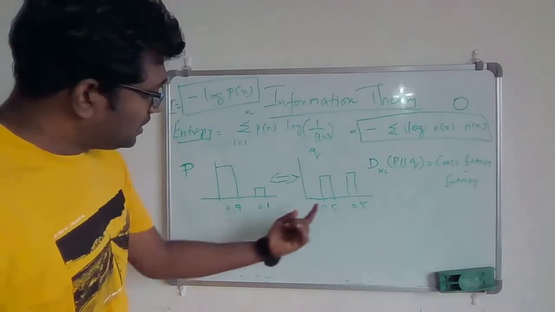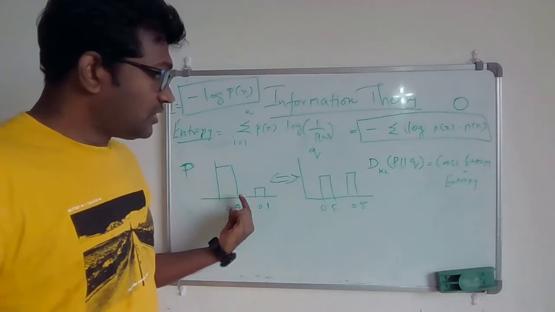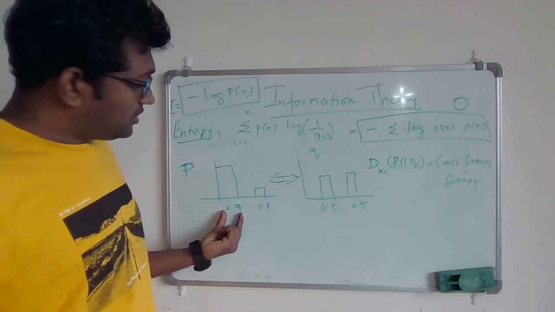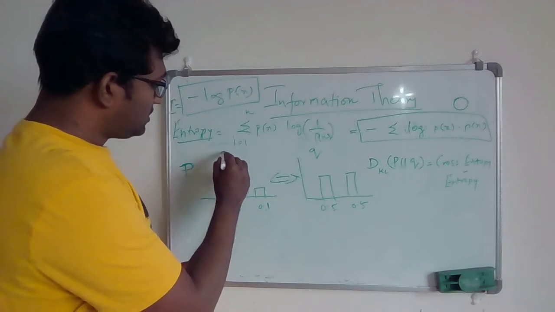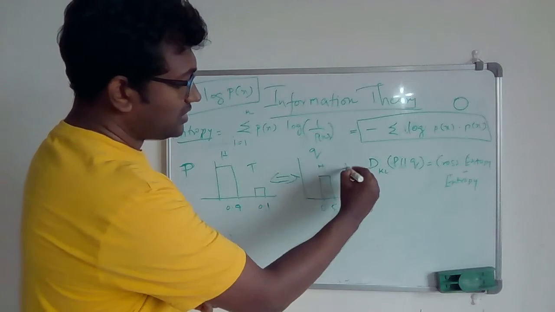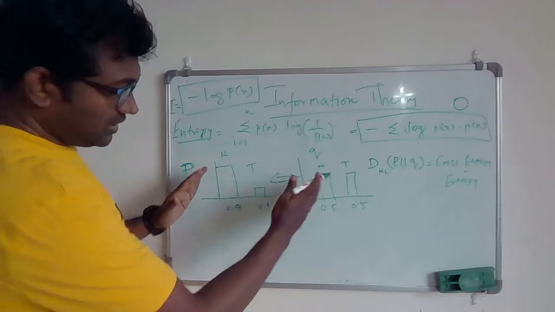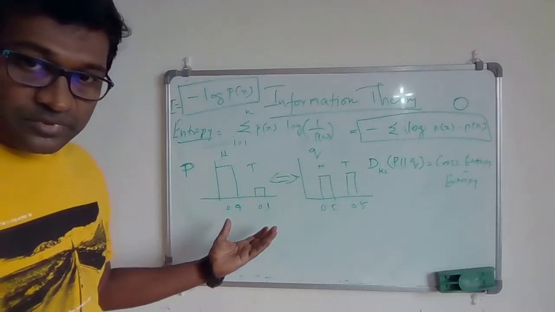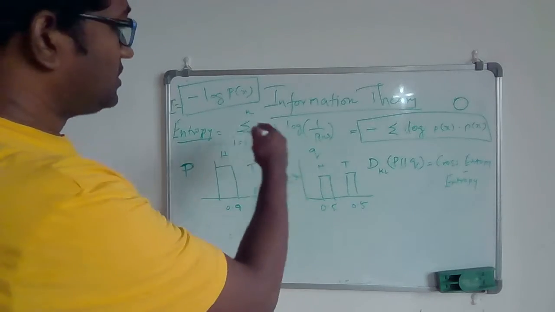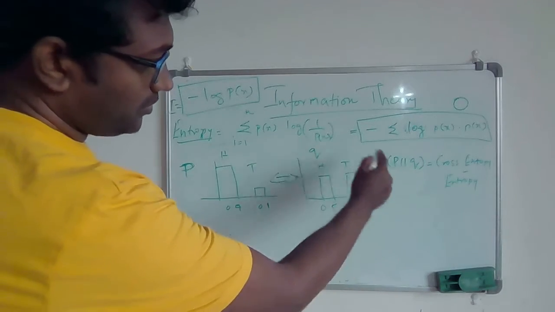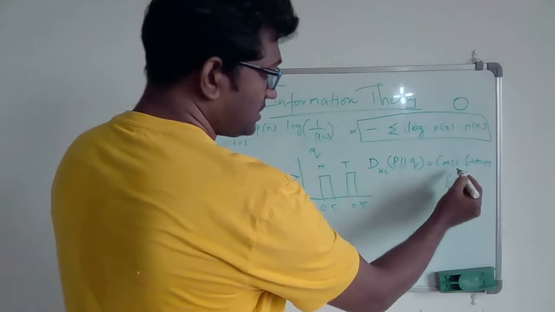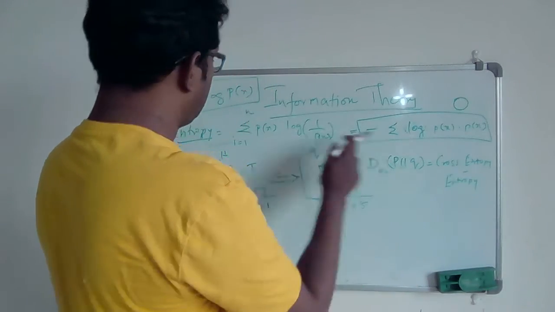If you visually see this, you can find that these two distributions are different. P has a distribution of 0.9 probability of heads and 0.1 probability of tails, whereas here the probability of heads is 0.5 and tails is 0.5. Looking at the bars, you can tell visually that these are different distributions. So how do you mathematically compare them? That is where cross entropy, entropy and information all come in and help us. There are two terms here. Entropy, we saw what it is.